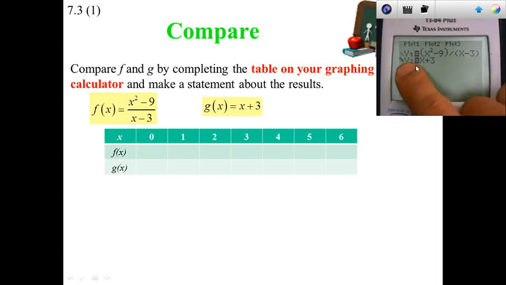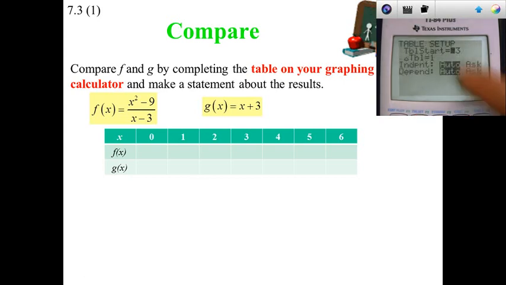But I'm going to need to use a table. Oh, I don't need to make it darker or shade or any of that stuff. Never mind. Ignore that part. I'm going to go under table set. What do I want to start my table at? Well, when I look at this chart, I'm going to start at 0. So I'm going to press 0 here.